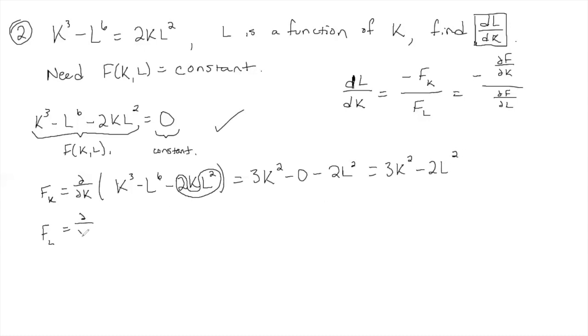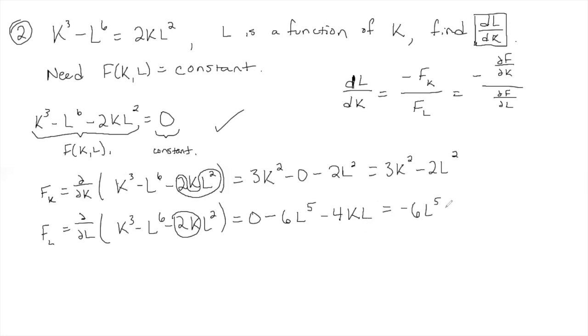Okay, and now I take the partial of k cubed minus l to the 6th minus 2kl squared with respect to l this time. K is just a constant, so it goes to 0. L to the 6th, that's an easy derivative. 6L to the fifth, just the power rule. And in this case, 2K is our constant. This is the only thing attached to this term which has nothing to do with L. So I bring the 2 down, apply power rule, 4K, because the 4K is a constant, it has to stay in some form, times L.